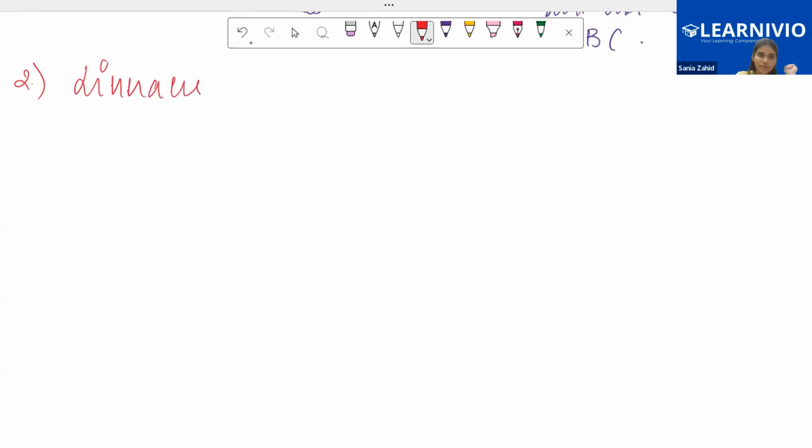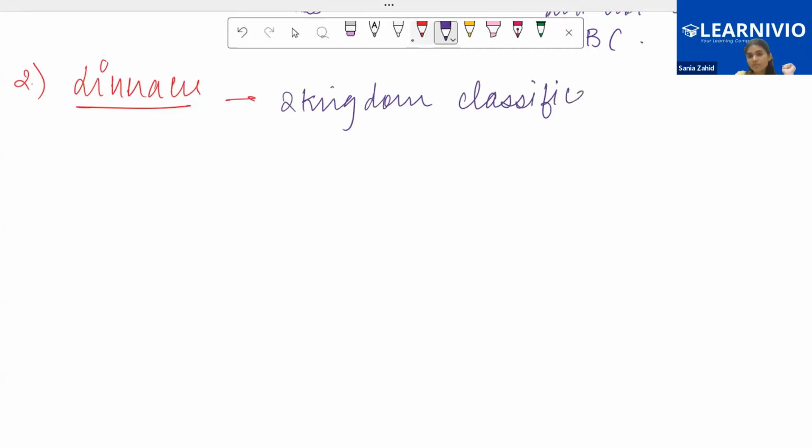Linnaeus gave two kingdom classification. What were the two kingdoms? Plants and animals. Very good. They were plants and animals. He said all the organisms present in the earth, they're either plants or animals.